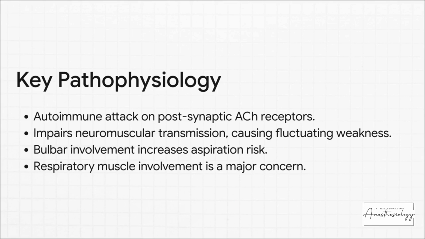Let's dig a little deeper into the key features here. The pathology is very specific. We're talking about autoimmune antibodies that are laser-focused on those postsynaptic nicotinic AChRs. This is what leads to that classic fluctuating muscle weakness that gets worse with exertion. Now, for us in the perioperative setting, 2 things are absolutely critical to watch for. First, any bulbar involvement, think speech and swallowing, because that means a huge aspiration risk. And second, any respiratory muscle involvement. That is a major red flag for perioperative compromise.